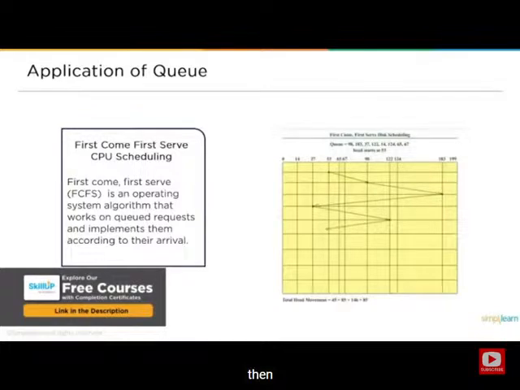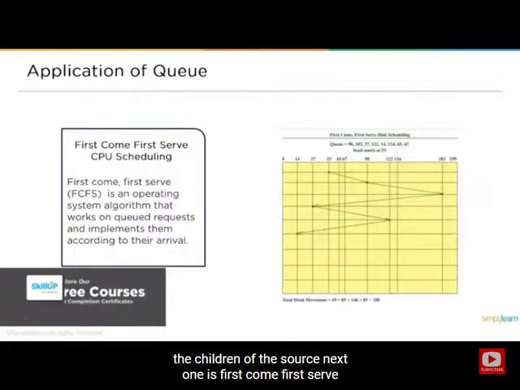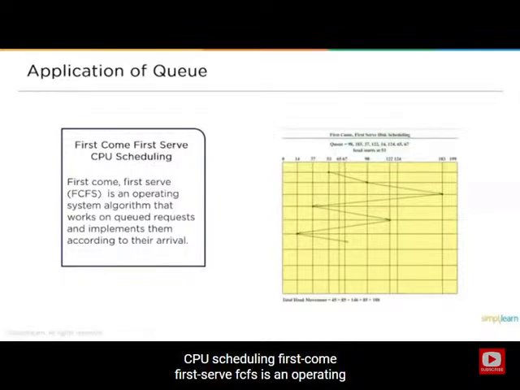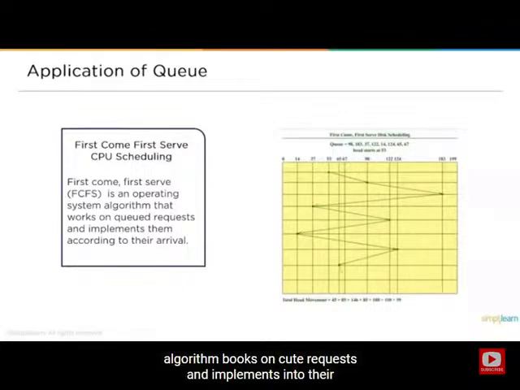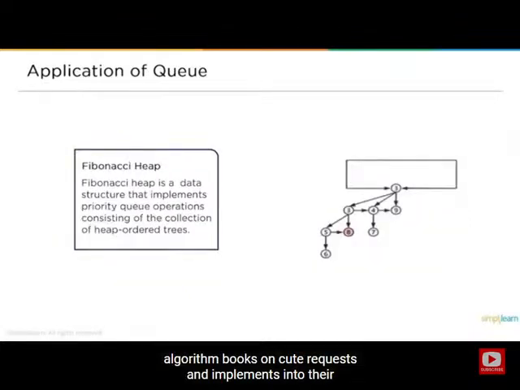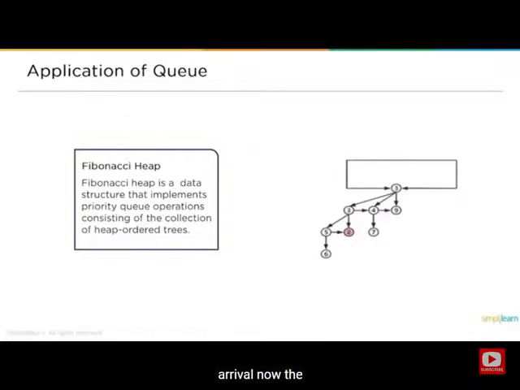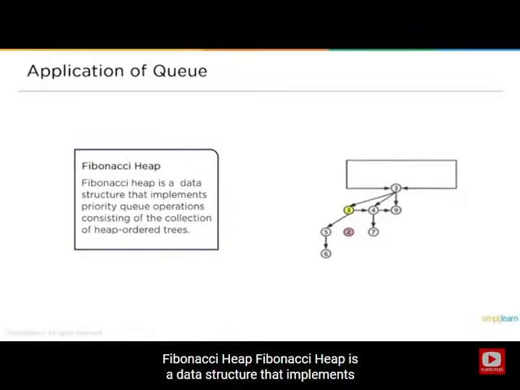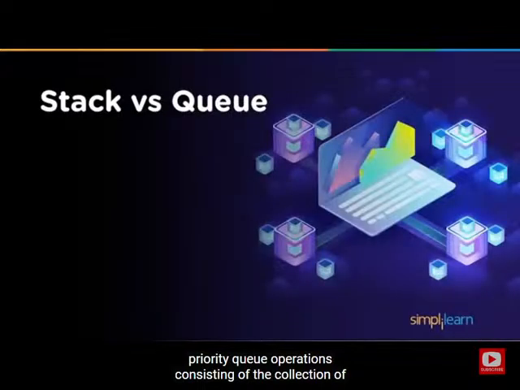Next one is first come, first serve CPU scheduling. First come, first serve (FCFS) is an operating system algorithm that works on queued requests and implements them according to their arrival. Now, the Fibonacci heap. A Fibonacci heap is a data structure that implements priority queue operations, consisting of a collection of heap-ordered trees.